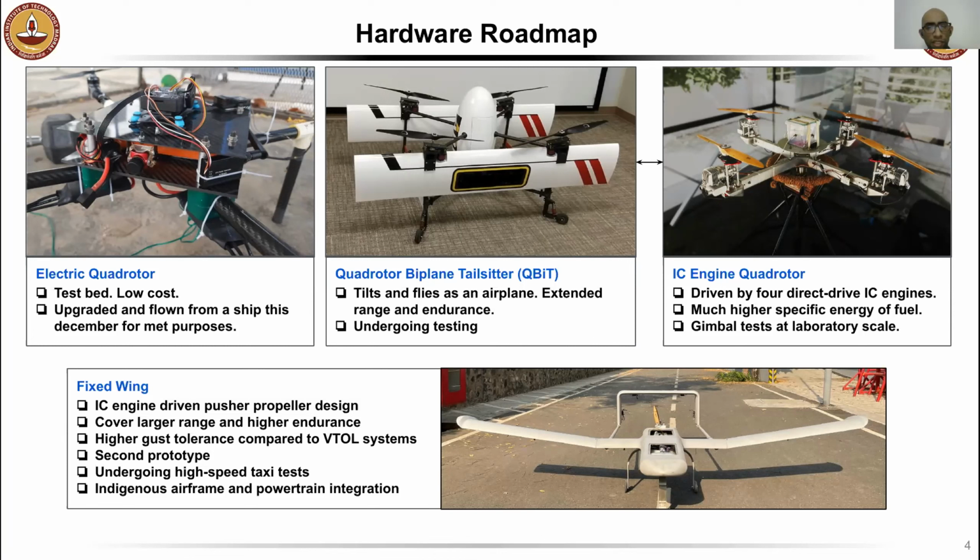At the bottom is the other end. It's a fixed wing. The advantage with the vertical takeoff and landing is you can go on a ship, go somewhere deep into the ocean and then fly from there. A fixed wing requires a little bit more infrastructure, but all said and done, it definitely has its merits. We get to cover a larger range, and it has a higher endurance. We're undergoing testing here. Everything is done in-house as far as the airframe, partnering, and integration, and we're hoping we'll take this out pretty soon as well.